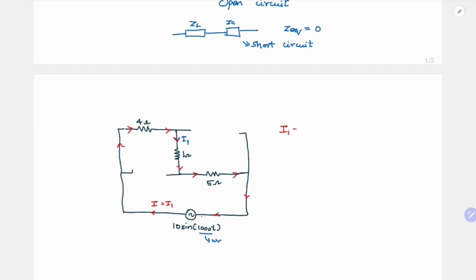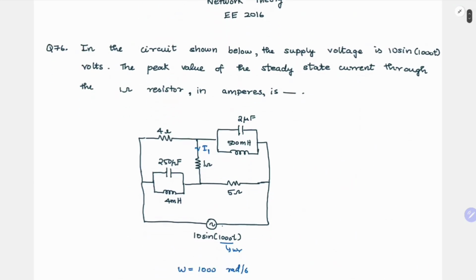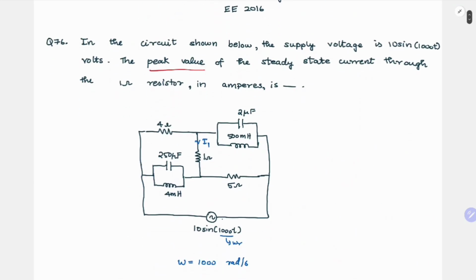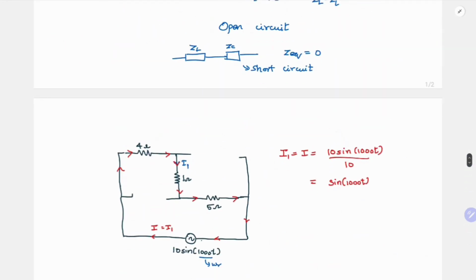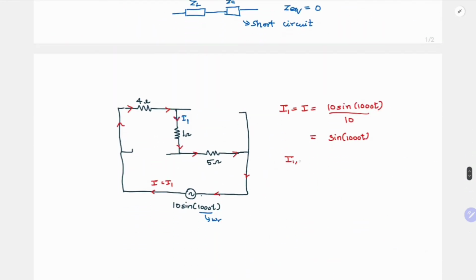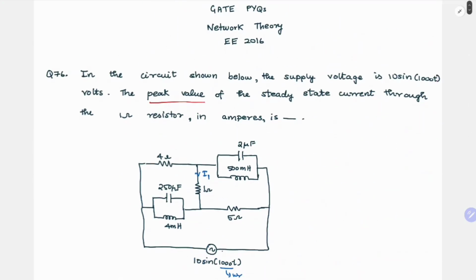And what is your I1? I is equal to 10 sine 1000 t by 10 ohms. So it is just sine 1000 t. And in the question they are asking for the peak value of the steady state current through the 1 ohm resistor. So this is the steady state current. What is the peak value? I1 peak is equal to 1. So it is the maximum of this, which is equal to 1 ampere. So your answer is 1.